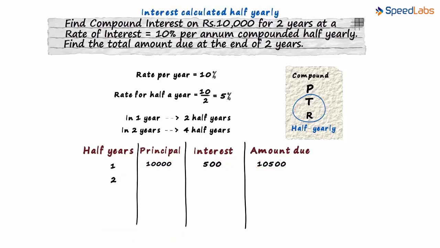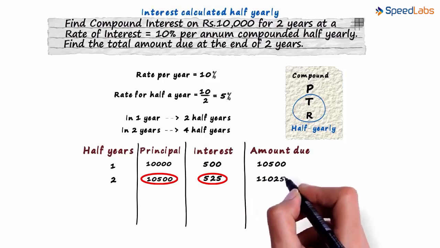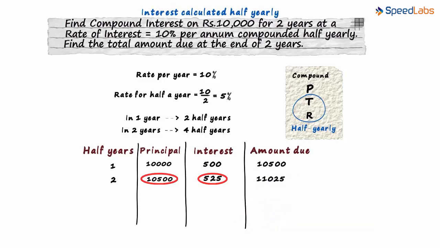Now we look at the second half of the year. Since it's compound interest, this will be our principal for the second half year. 5% interest will be 525 rupees. So the total amount due at the end of the first year will be the sum of these two, 11,025 rupees. Now we reach the third half year.